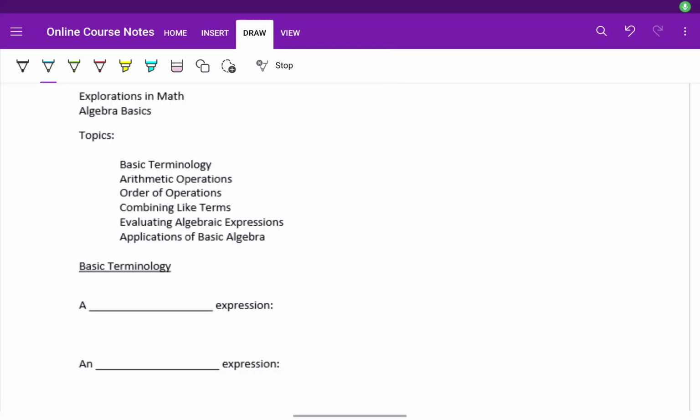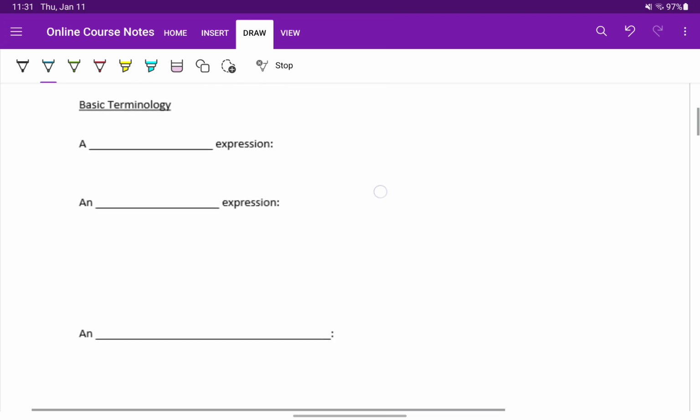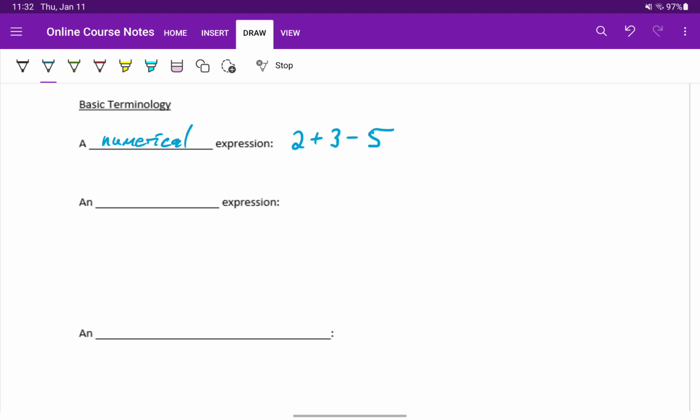In this section, we want to review some basic algebra concepts, beginning with some basic terminology that we'll call back on throughout a variety of problems this semester. We can start off by talking about a numerical expression. A numerical expression is just a list of numbers being added, subtracted, multiplied, or divided. For instance, something like 2 plus 3 minus 5 would be a numerical expression.